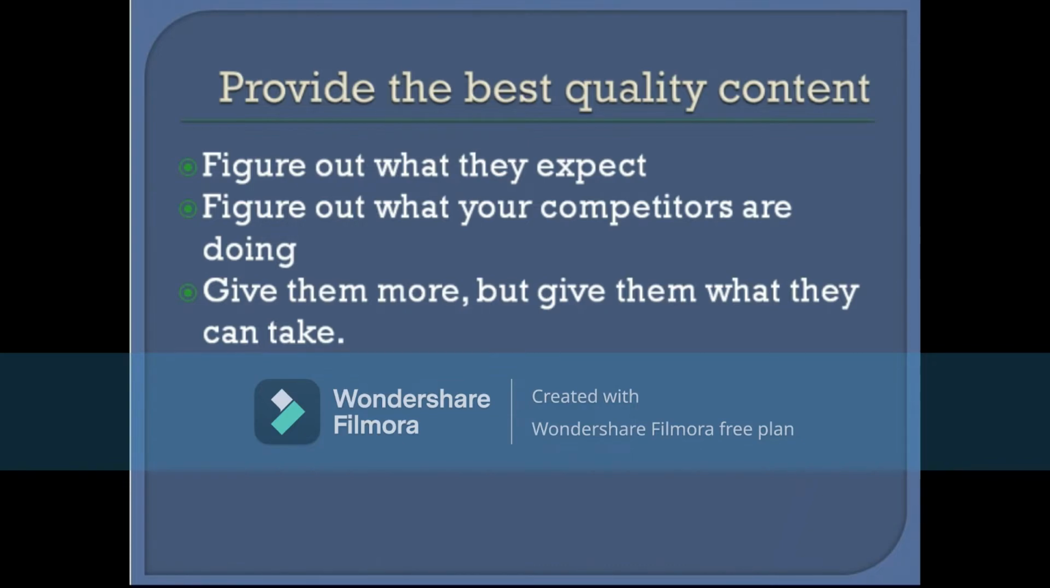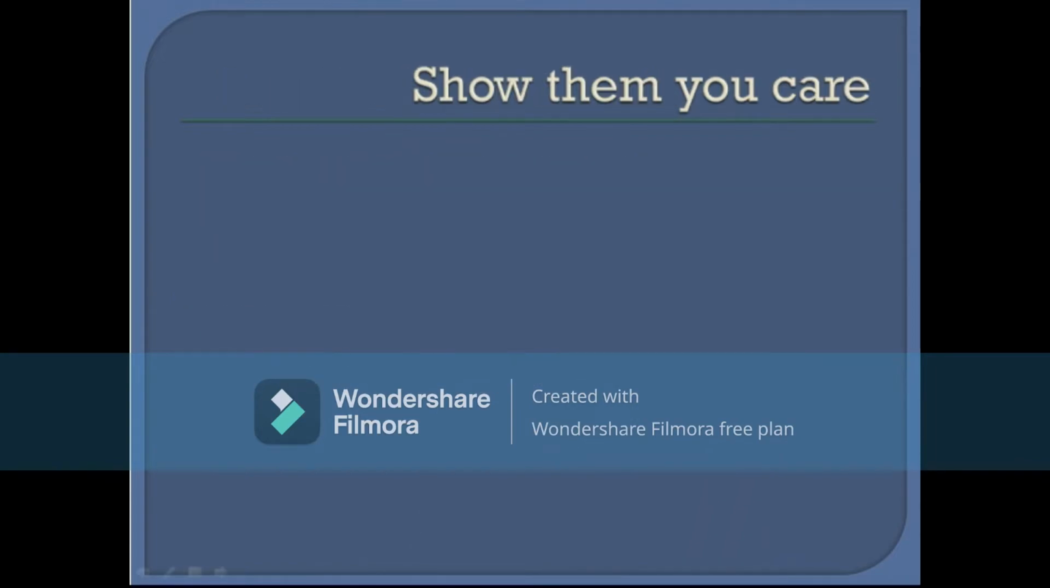Now, your competitors might have a lot of content, but that doesn't necessarily mean that it is quality content. So what I'm saying is figure out what kind of quality content your competitors are providing and then give them more. But give them what they can take. Find that fine line and give them enough quality content that they're going to be happy. Go above and beyond and show them that you care. This is one of the biggest things that I see, the biggest dropout rates for membership sites.